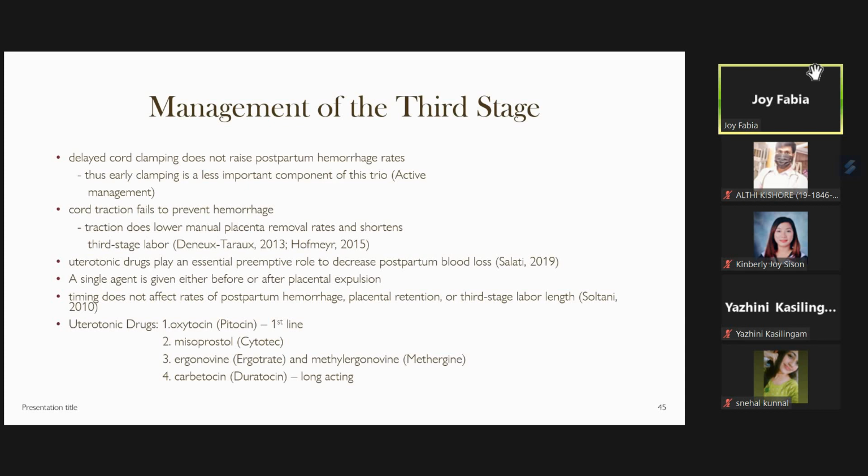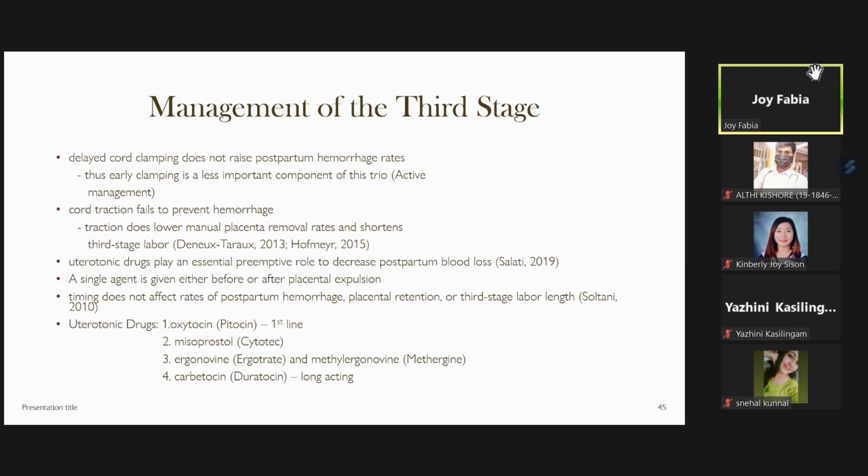For the cord traction, once the cord traction fails to prevent actually the hemorrhage. Traction does a lower manual placental removal during the third stage of labor. So yun nga, the uterotonic drugs, they play an essential preemptive role to decrease the postpartum blood loss. And then, a single agent is given either before or after placental expulsion. I usually give it after the placental expulsion.